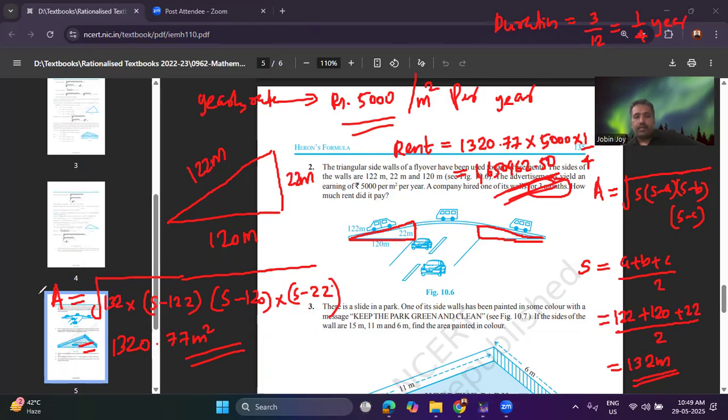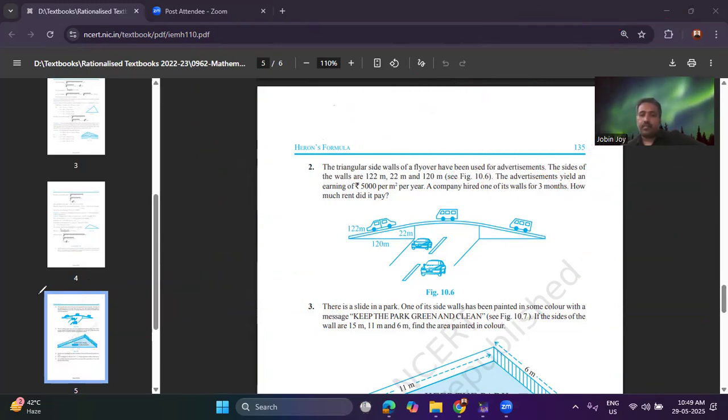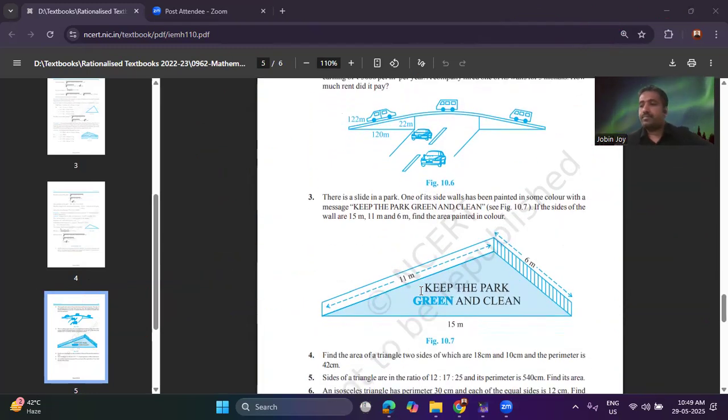Okay, then another question. Question number 3. There is a slide in a park.